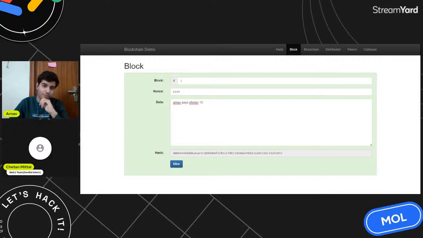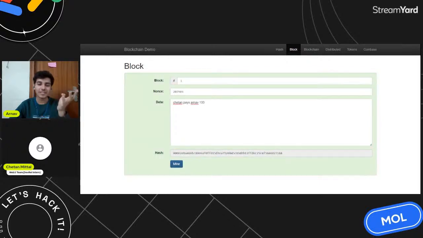Now what if I'm a malicious person, and I want to scam Chetan. So what if I do Arnav pays, sorry, Chetan pays Arnav. Let's scam, let's do a bigger one. Okay, now we can see that we have changed the data, but the whole hash has changed. Now the block is not verified anymore. So to change this block maliciously, we would have to mine it again.